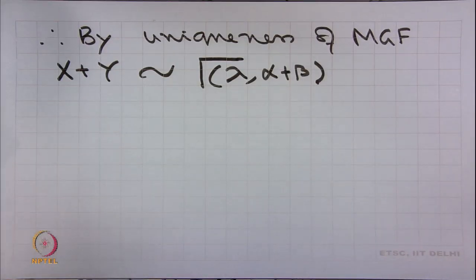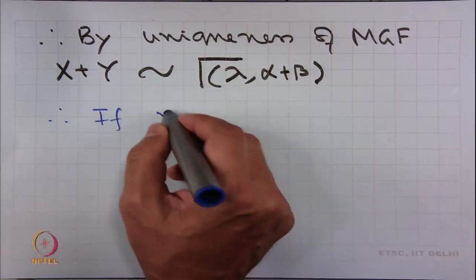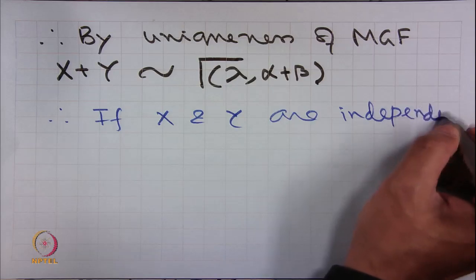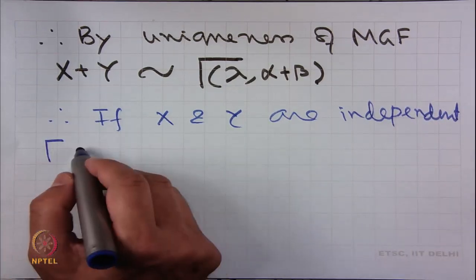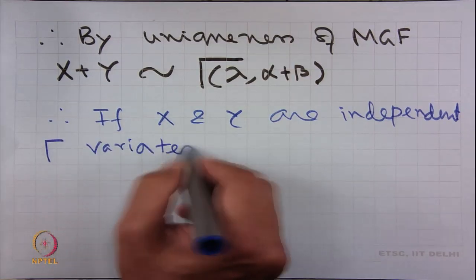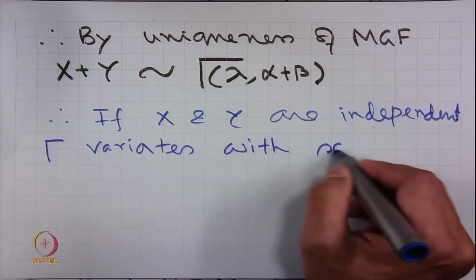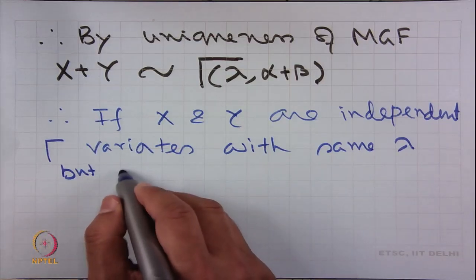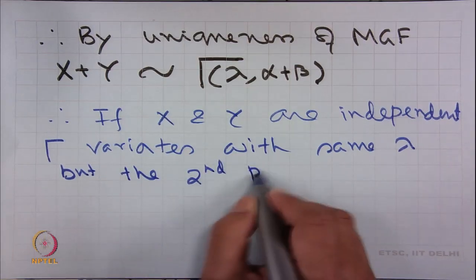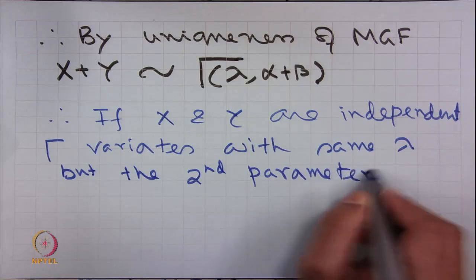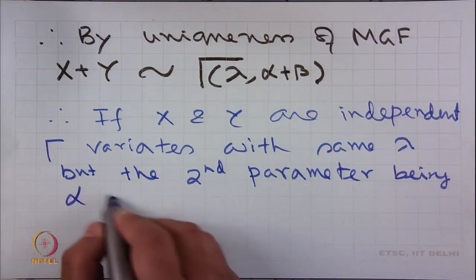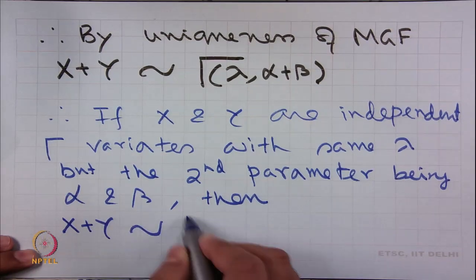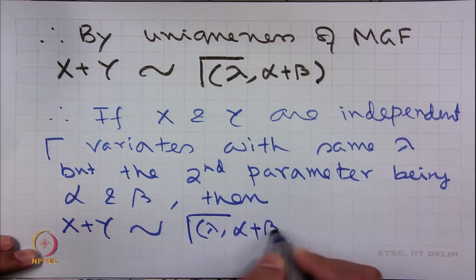So, what we obtain is that if x and y are independent gamma variates with same lambda, but the second parameter being alpha and beta, then x plus y is also a gamma variate with lambda alpha plus beta.